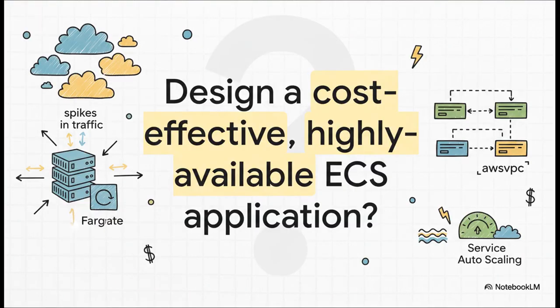So to wrap this all up, I'll leave you with a classic exam-style question to chew on. Now that you know all the building blocks, how would you put them together to build something that's cost-effective, highly available, and can handle totally unpredictable traffic spikes? Think about it. You'd probably combine Fargate for serverless compute, AWS VPC mode for secure networking, and then throw in some service autoscaling. That's really where all these concepts come together to build some incredibly powerful stuff.